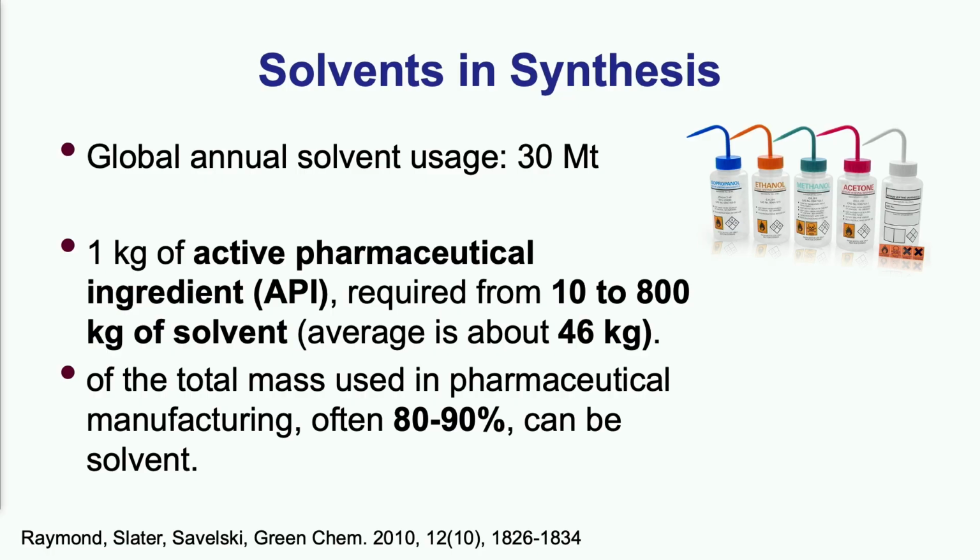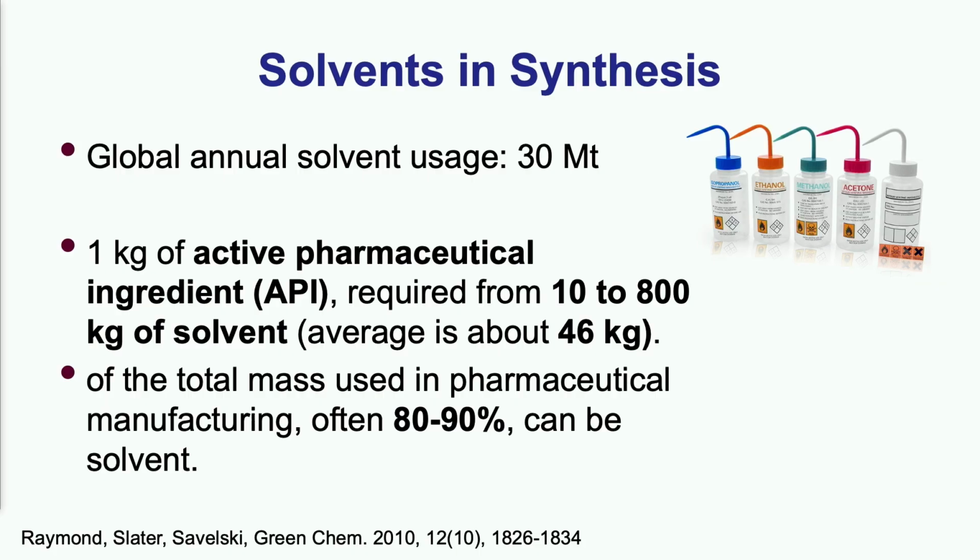So if you make 1 kilogram of active pharmaceutical ingredient, according to a study from about 2010, which is a little bit old now perhaps, it required between 10 and 800 kilograms of solvent, and on average about 46 kilograms. And so of the total mass of material that you use in making pharmaceuticals, that can be up to 80 to 90% of the material that you need before you get your drug molecule at the other end.